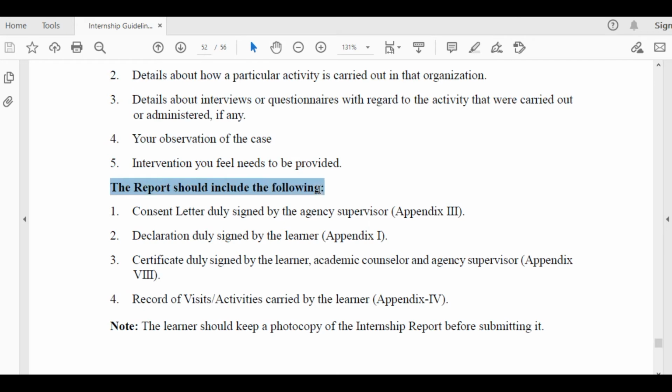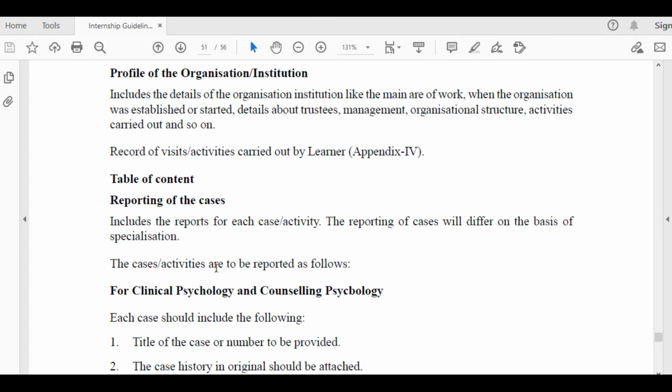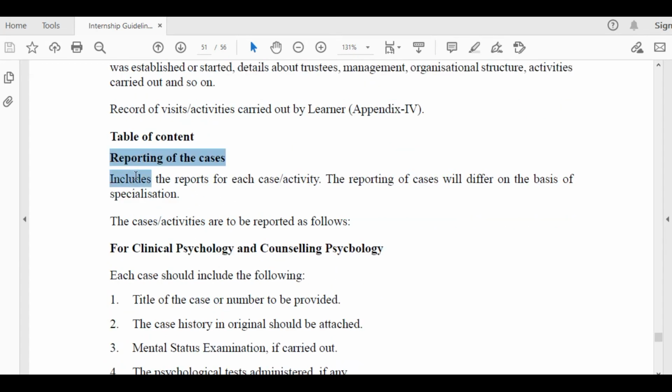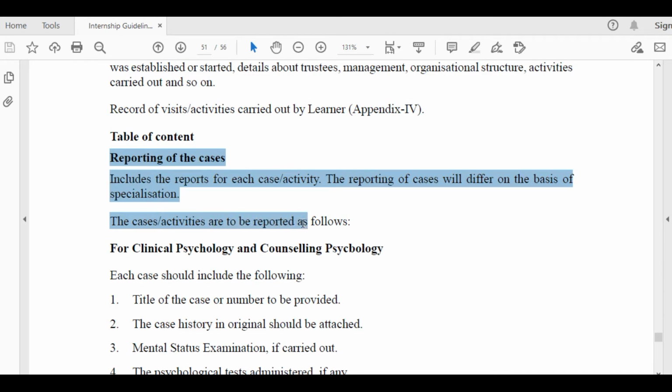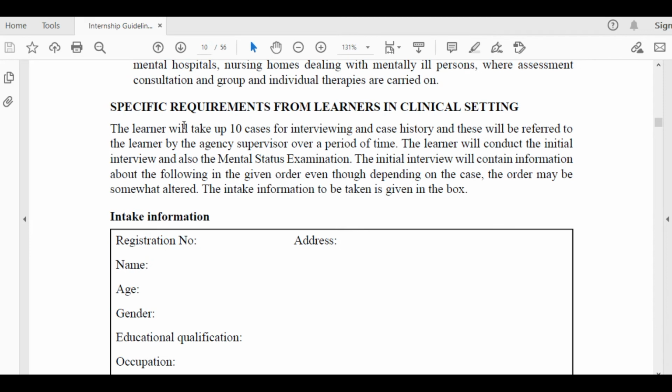Now the report, that is the final document they are calling for: the consent letter, the declaration, the certificate, the record of visits. All these letters are required, and the acknowledgement also along with this. So this is your entire report, and we will talk about the details of how to report all the cases, case 1, case 2, and so on. Coming back to the details of each case that we have to write, the learner will take up to 10 cases. So there will be case 1 to case 10.